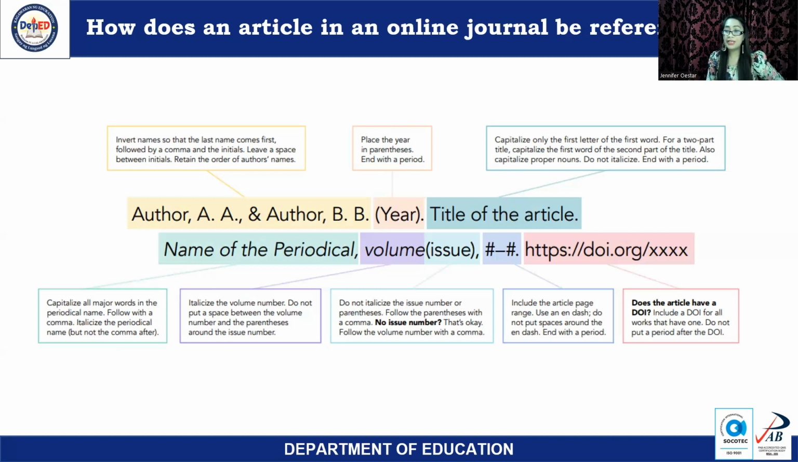Does the article have a DOI? Include a DOI for all works that have one. Do not put a period after the DOI. There's no period after it.